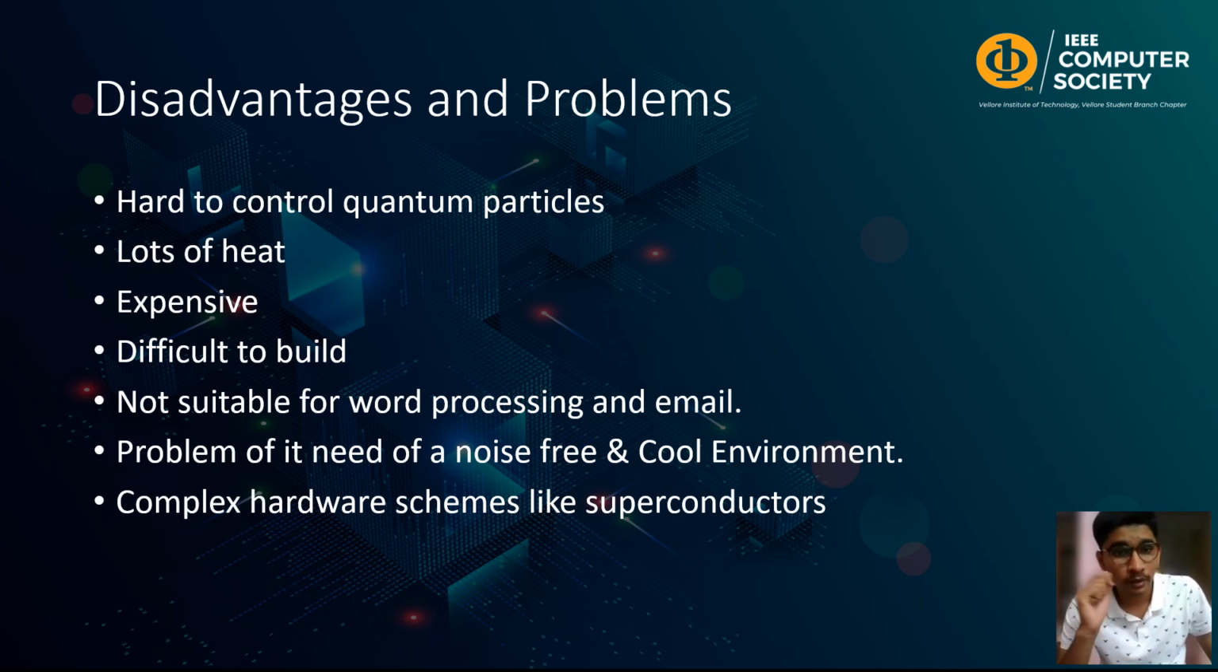Just think about 433 quantum chips to make that processor. It's really very difficult to integrate these circuits, and they are not suitable for word processing and image work. That's obviously true. It also makes much more noise, and we need a cool environment. So this is the problem, and climate is also a global concerning issue. And the last point is that it has complex hardware and schemes like superconductors.